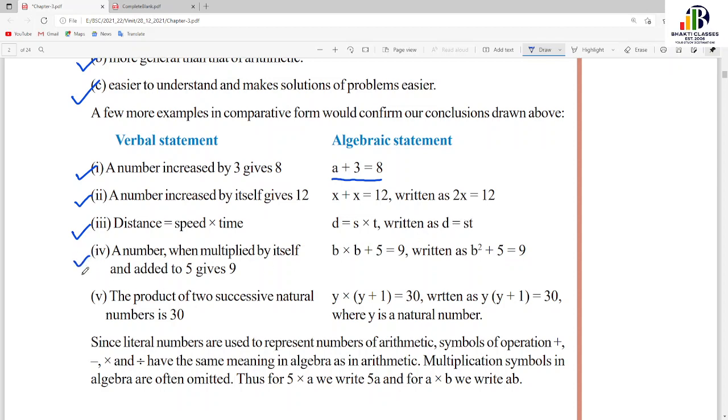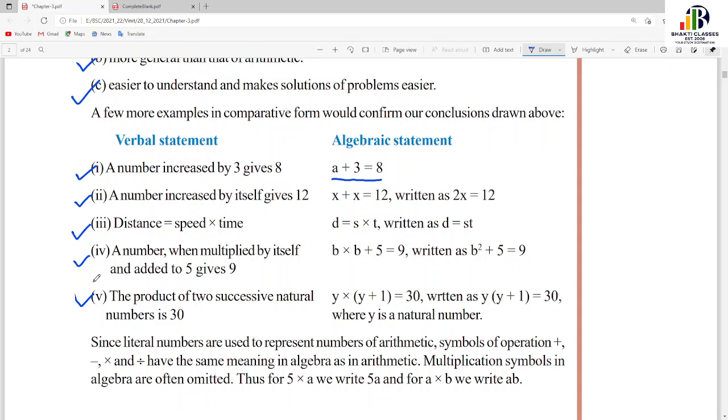Fourth, a number when multiplied by itself and added to 5 gives 9. That is b into (b plus 5) gives 9, written as b square plus 5 is equal to 9. Then the last statement, the product of two successive natural numbers is 30. That is y into (y plus 1) is equal to 30, where y is the natural number.